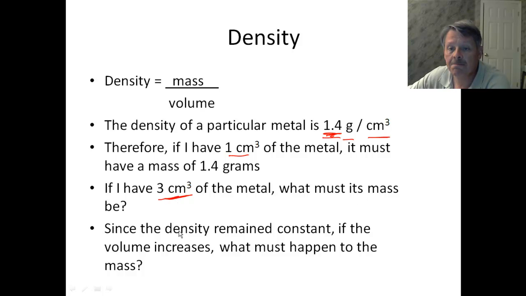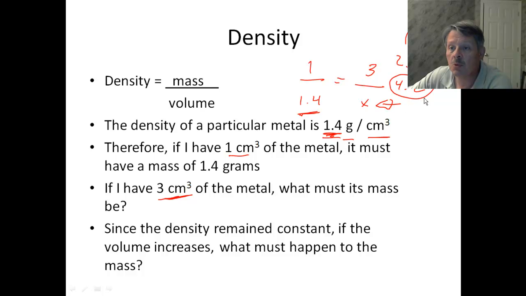What do you think? Well, sure, if 1 cubic centimeter weighs 1.4 grams, then for 3 cubic centimeters, if we want to do it using cross multiplication, you can do that, or you can just use logic. 1.4 for 1, that would be 2.8 for 2, and it would be 4.2 for 3. So that would be our answer, 4.2 grams for 3 cubic centimeters. Since the density has remained constant, if the volume increases, what must happen to the mass?